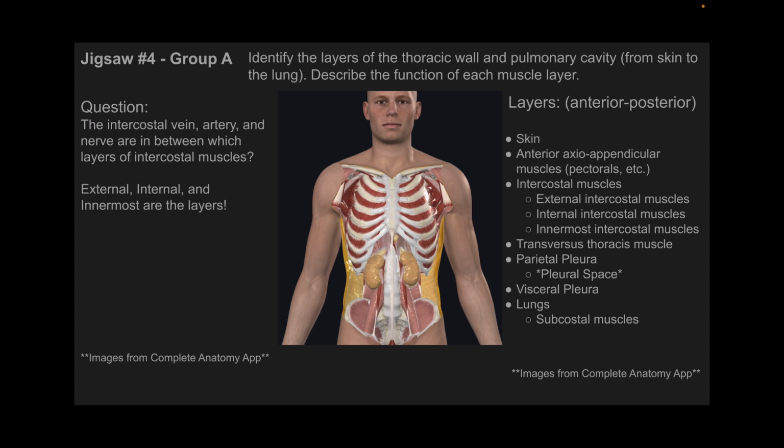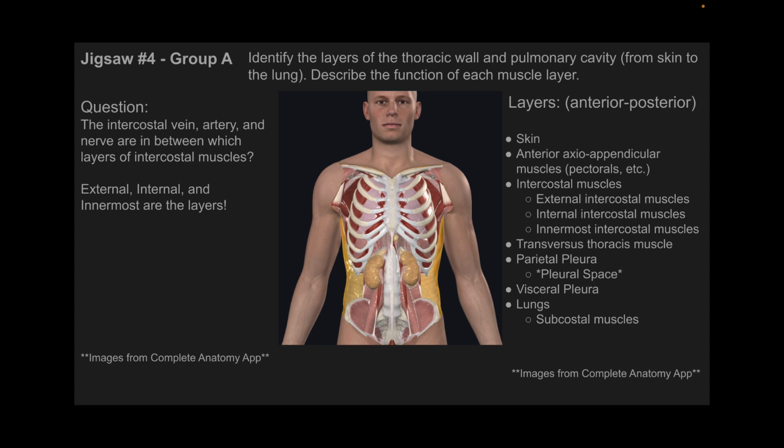However, they have two functions. On the interosseous parts, the internal intercostal muscles depress the ribs and assist with expiration. But on the interchondral parts, they elevate the ribs and assist with inspiration. Removing the internal muscles, we can now see the innermost intercostal muscles.